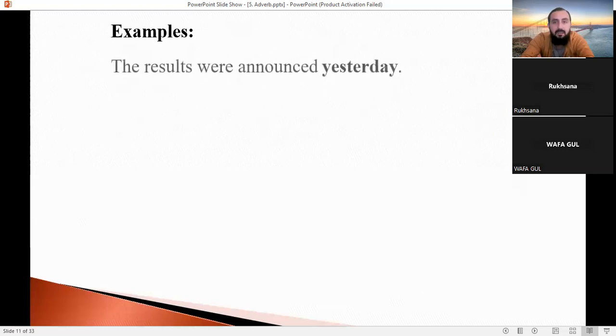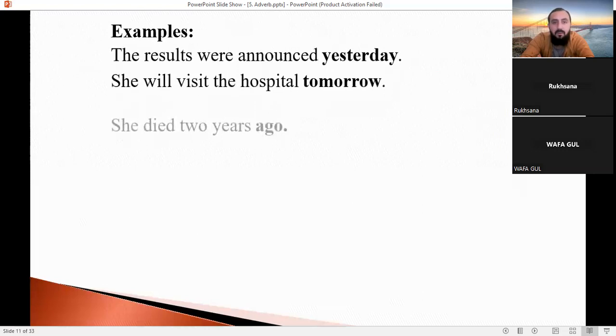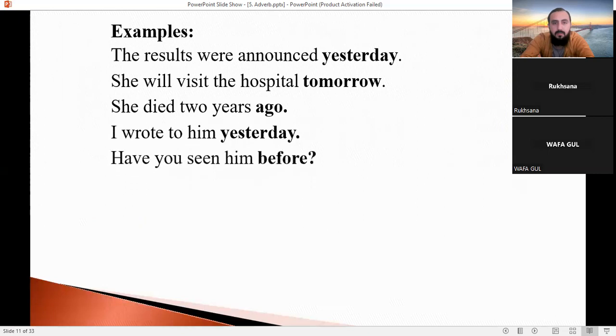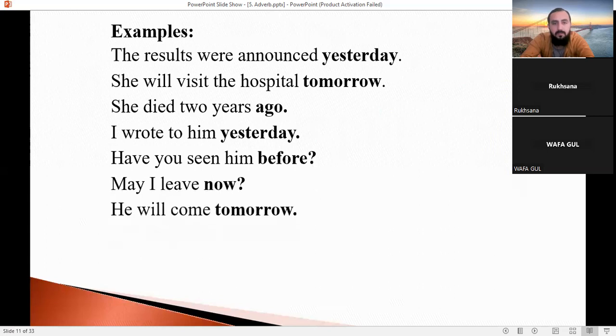For example, Miss Roxana, read the examples. The results were announced yesterday. She will visit the hospital tomorrow. She died 2 years ago. I wrote to him yesterday. Have you seen him before? May I leave now? He will come tomorrow. I have warned him already.